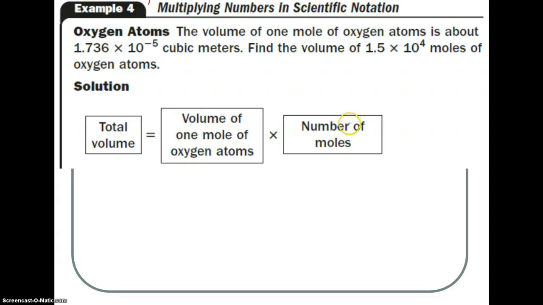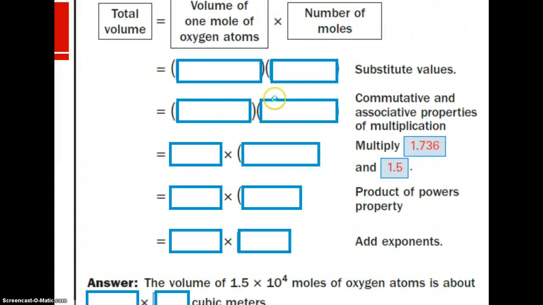We can multiply numbers in scientific notation as well. The volume of 1 mole of oxygen atoms is about 1.736 times 10 to the negative 5th cubic meters. Find the volume of 1.5 times 10 to the 4th moles of oxygen atoms. What they're asking us to do here is multiply the 2 numbers together. So let's do that.